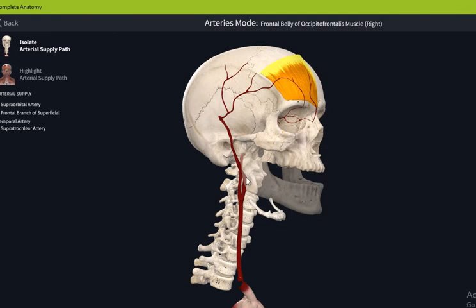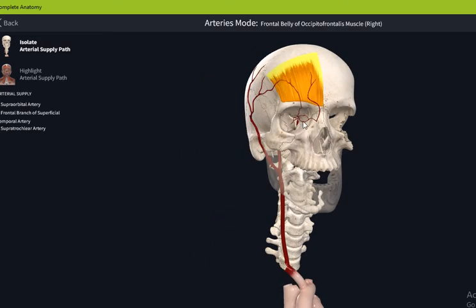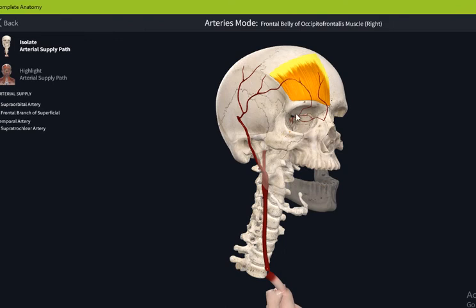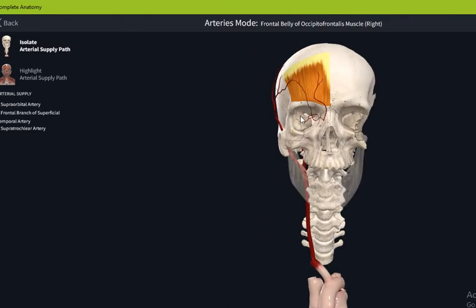It comes from the external carotid artery, then passes up to the superficial temporal artery. The superficial temporal artery gives an anterior branch to the muscle, and also the supply passes from the ophthalmic artery. The ophthalmic artery gives two branches, the supraorbital artery and the supratrochlear artery, to the frontalis muscle.